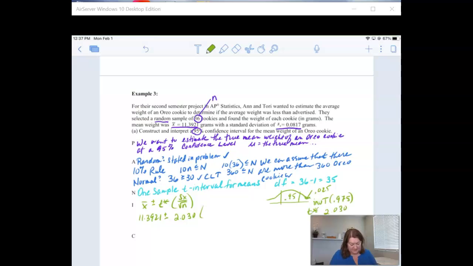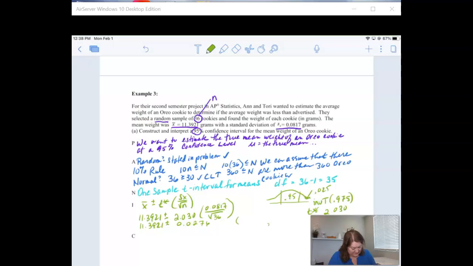All right, and then my standard deviation is the 0.0817 over the square root of my original n. This is not degrees of freedom, this is your original n, so 36 was my sample size. All right, and then I'm going to calculate everything after the plus minus. So I'm going to get 11.3921 plus or minus, go calculate all of that, and I'm going to get 0.0276.